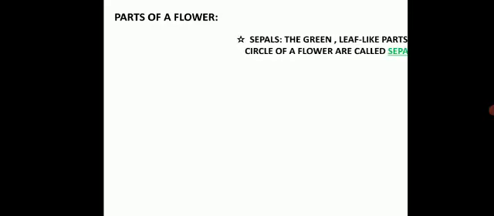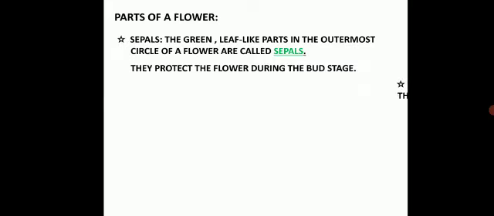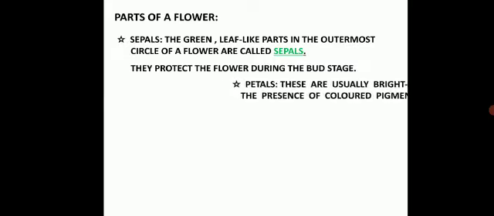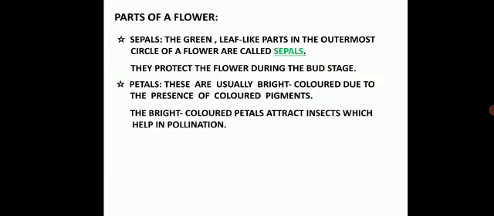Parts of a flower. The main parts of a flower are sepals, petals, stamens and pistils. What are sepals? Sepals are the green leaf-like parts in the outermost circle of a flower. They protect the flower during the bud stage from the insects, birds and the bad weather conditions. Petals are usually bright colored due to the presence of colored pigments. The bright colored petals attract insects which help in pollination.